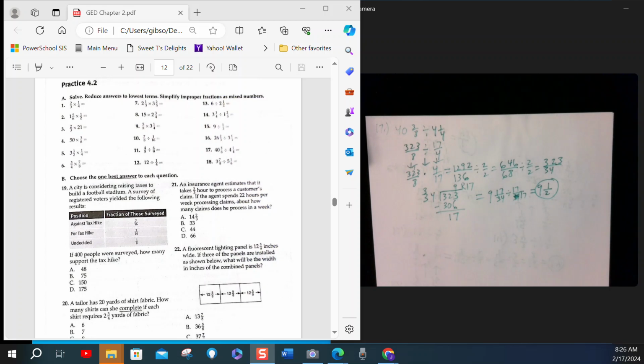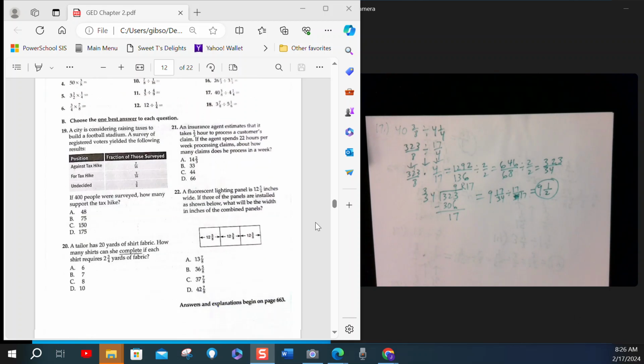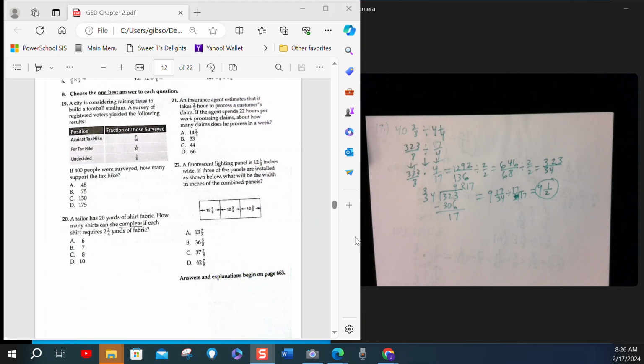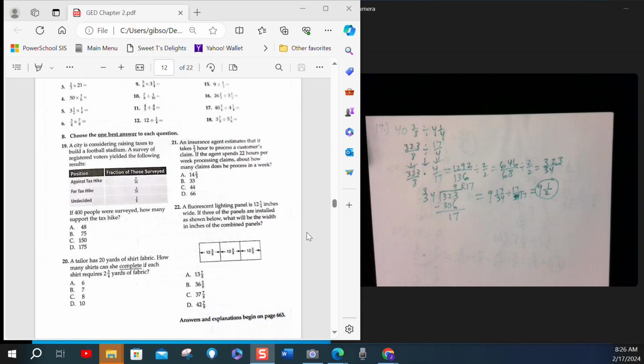All right, now we move on to some of these story problems. So we go here to B. It says choose the one best answer to each question. Okay, let's take a look at problem 19. A city is considering raising taxes to build a football stadium. A survey of registered voters yielded the following results. You see this survey here. If 400 people were surveyed, how many support the tax hike?